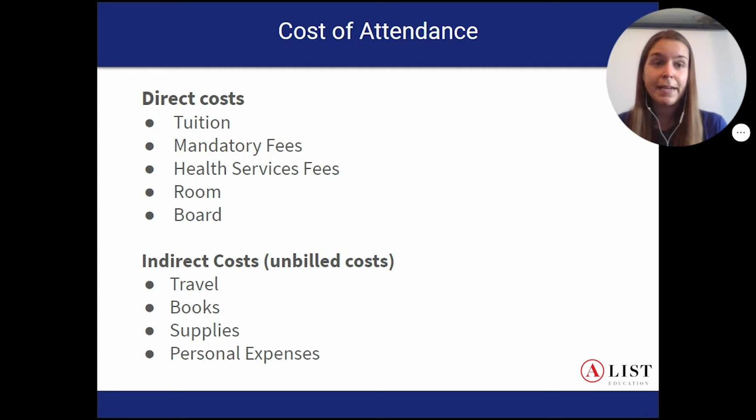Indirect costs are things that might not be on the bill, but that you still need to budget for. So travel to the college, maybe you need a plane ticket or bus ticket to get there. Books for both semesters. Supplies, so notebooks, pens, whatever you might need in order to go to class. And then personal expenses. This could be everything from shampoo to pizza on a Friday night.